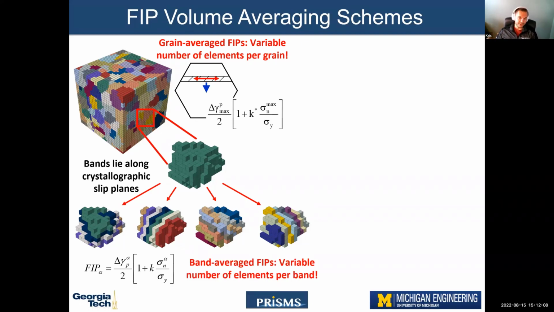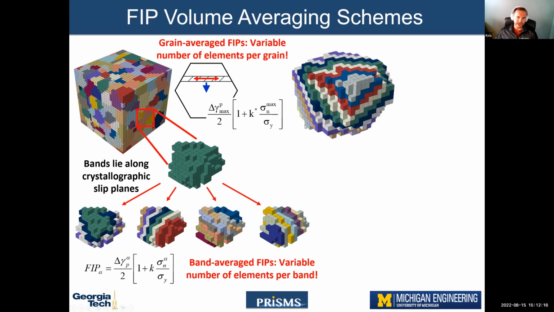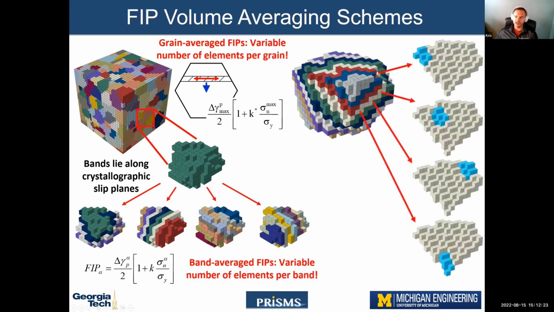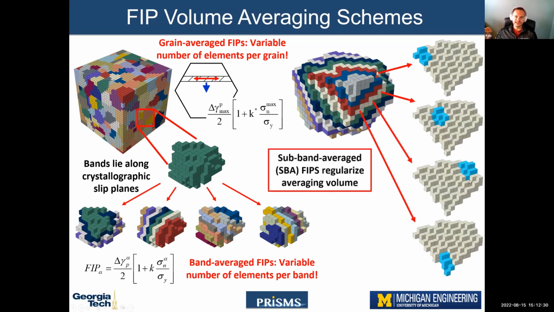However, the bands will still vary in number of elements. So this is much better, but it's still not ideal. But you could take this one step further. So what we do in PRISMS-Fatigue is we have a third option for users for volume averaging, and that is over these subband regions. So you can basically further separate the band into subband regions, and then you can average FIPS over these regions, and this gives you a regularized averaging volume. So like I said, these three options for volume averaging are available to users, and I'll demonstrate all three in this tutorial.